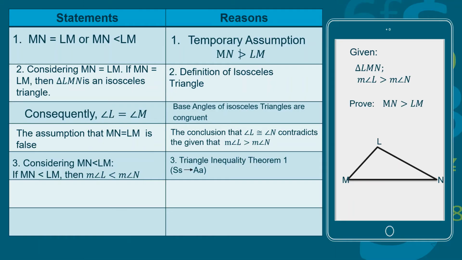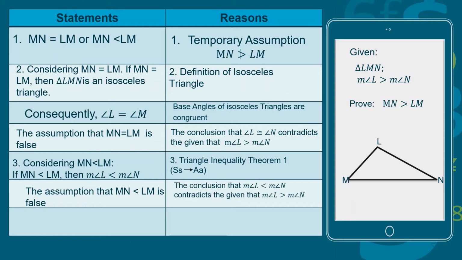With this, we have that the assumption that MN is less than LM is false. So we can say in the reason that our conclusion, the measure of angle L less than the measure of angle N, contradicts the given that the measure of angle L is greater than the measure of angle N. And lastly, we can conclude that MN greater than LM must be true. What is our reason there? That is by trichotomy property of inequality.